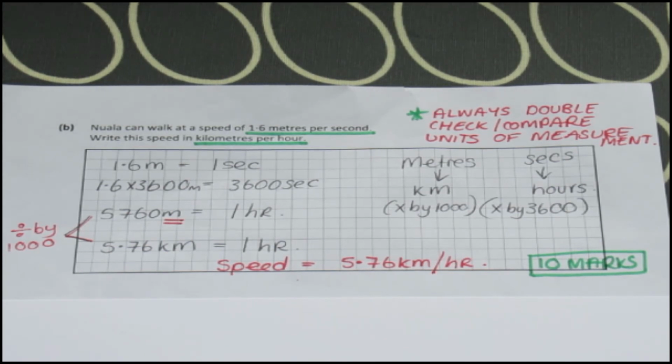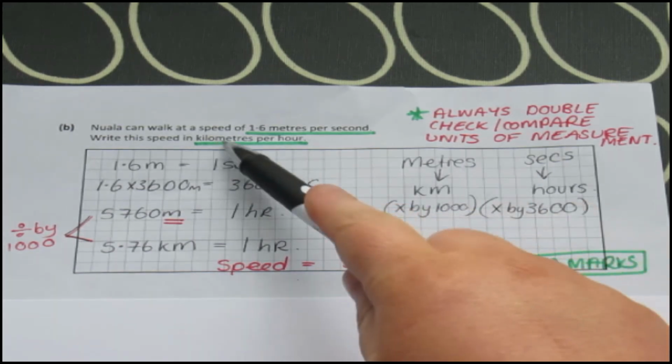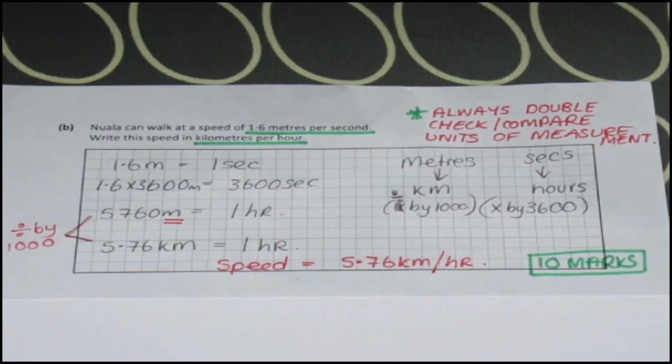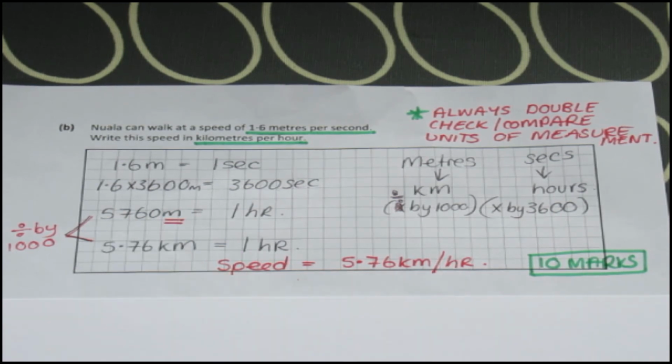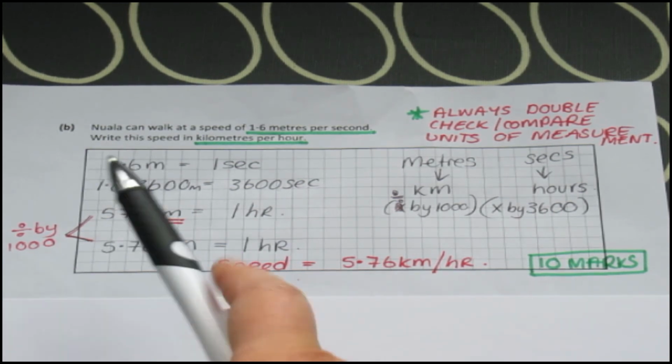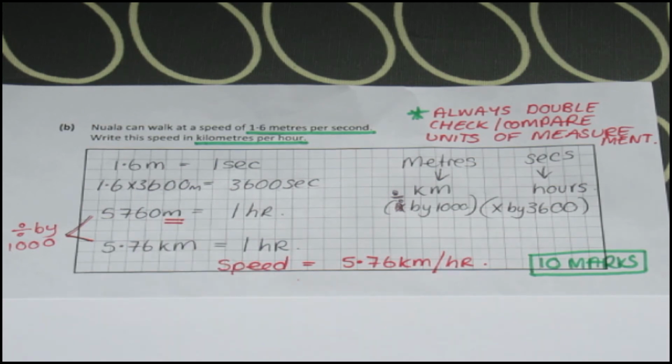But how many kilometers is that? Because we want to know how many kilometers in an hour. There are 1,000 meters in 1 kilometer. So if we have 5,760 meters, we divide that by 1,000 and we end up at 5.76 kilometers. So our answer is that Nuala can travel at 5.76 kilometers per hour. So that is the end of that question.